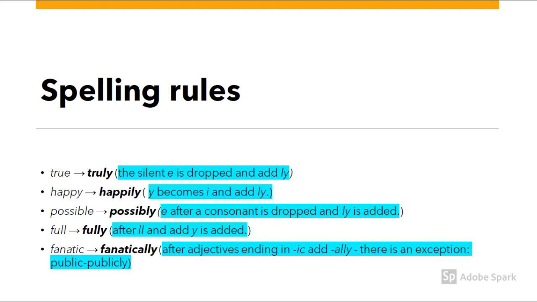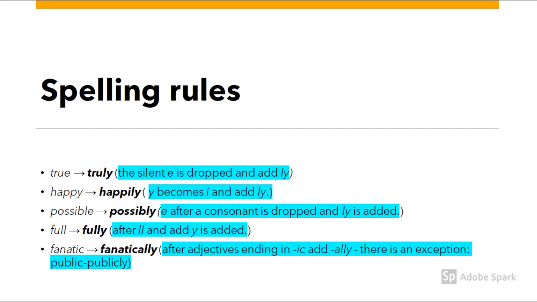Look at the examples. True, truly. Here the last letter E will be dropped and add ly to form the adverb truly. Second example, happy, happily. The last letter Y in the adjective will change into I and then you have to add ly. This happens when there is a consonant letter before the letter Y in the adjective.